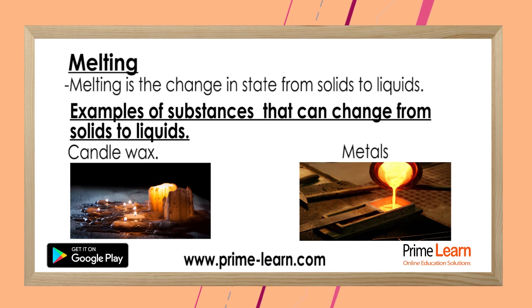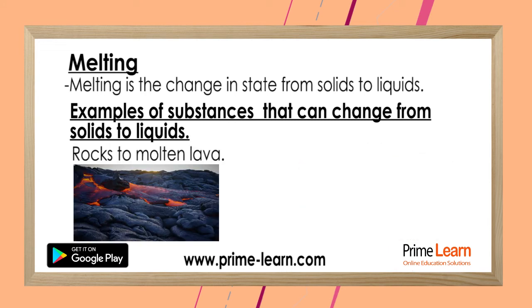Another one, we have metals. We have some kinds of metals which are very hard and they belong to solid state. But when we expose them to heat, they are going to melt slowly by slowly and they will form molten liquid. As you can see on our screen, we are seeing metals being exposed to heat and they are changing to molten liquids. Lastly, we have looked at the rocks changing to molten lava. This process by which these things change from solid to liquids is what we call melting. Remember, melting is the change of state from solids to liquids.